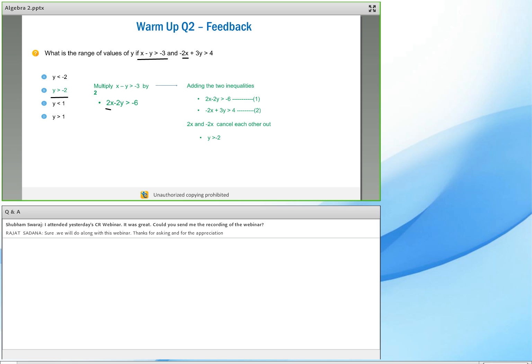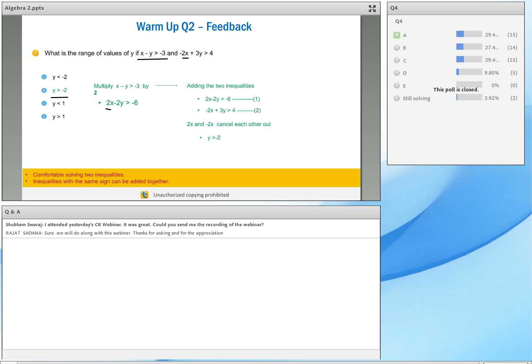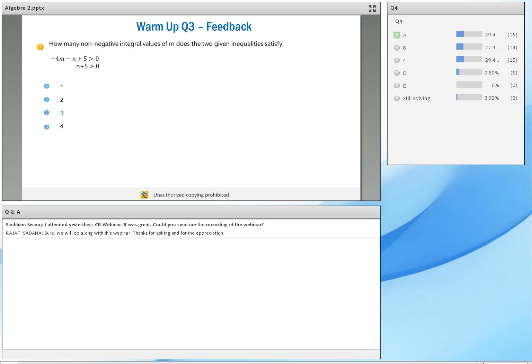It's the third question where I really see a lot of people making mistakes. Let's look at the third question over here. But before we do that, what did we test in this? You should be comfortable in solving two inequalities, and you should know that inequalities with the same sign can be added together. The third question again built on the same foundation. In fact, it was easier to solve. You again had two inequalities. The second part of this inequality is similar, not identical, but similar to the second inequality. Minus n and n cancel very neatly.